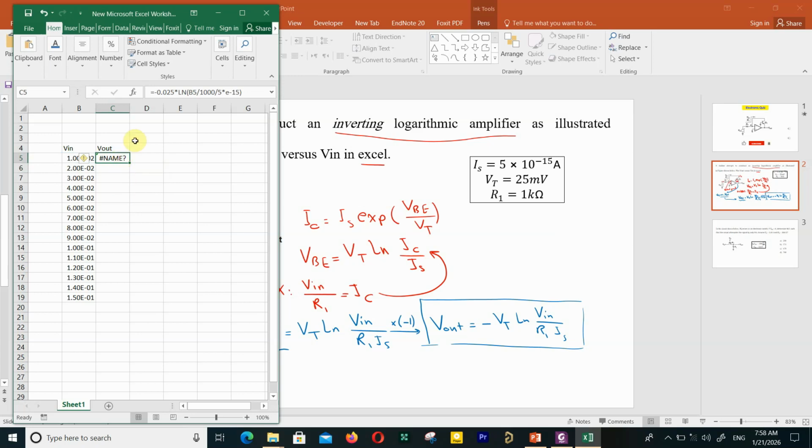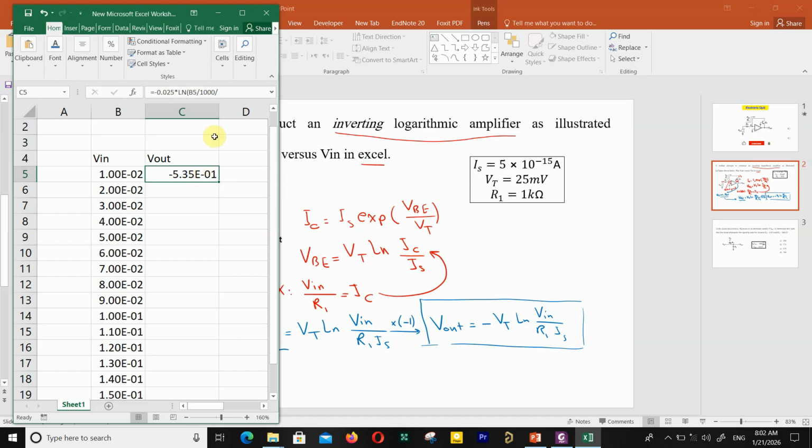Sorry. I think I made a mistake in here. Let me just, now I think in the division I made a mistake. Now I correct this equation. This is the final equation. Let me just rewrite it for you.